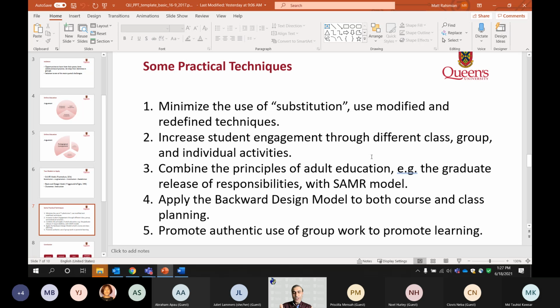And finally, number 4, applying the backward design model to both course and class planning. A lot of times instructors apply the backward design model, setting the goals first and working backwards toward them for their course outline and syllabus. However, they need to apply that to each class instruction as well to make it more engaging, because for outcomes to be achieved, they also need to say how they want to achieve that. And that's the level where they can include engaging activities for their students.